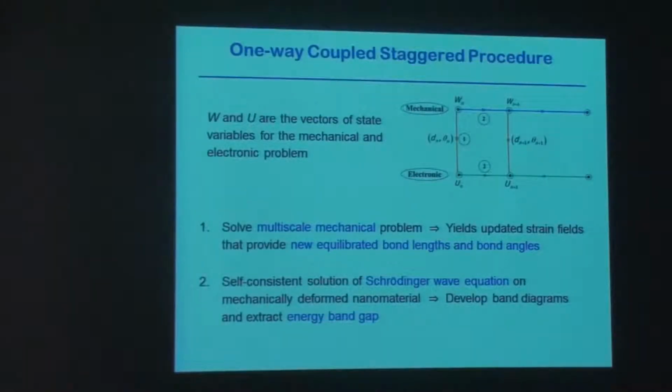So the idea is here. This is a very simple one-way staggered procedure where we solve the micromechanical problem. It gives us changes, and we get the equilibrated state that gives us the updated interatomic bond lengths and bond angles, which then define the potential for the electronic calculations, and we get the electronic properties. So the calculations that we are doing are one-way coupling, where the micromechanical field is dictating the electronic field. We have not yet been able to get to the point where we are feeding this back. Feeding it back would make it more robust. However, the cost of computation will need to be looked at.